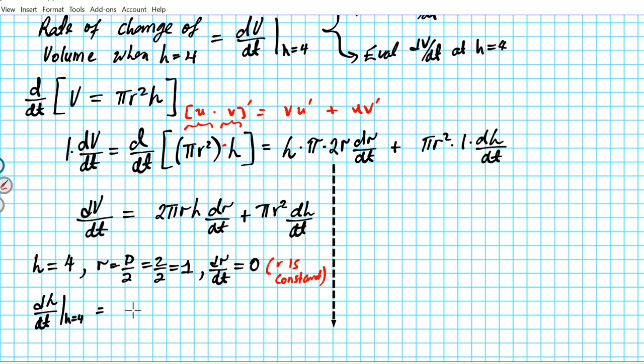Basically, the expression for the dh/dt is negative 1 over 10 root h. So we're going to evaluate this at h equals 4. So basically plug 4 into this expression. So we have negative 1 over 10 times root 4, which is equal to negative 2 over 10, which equals negative 1 over 5.